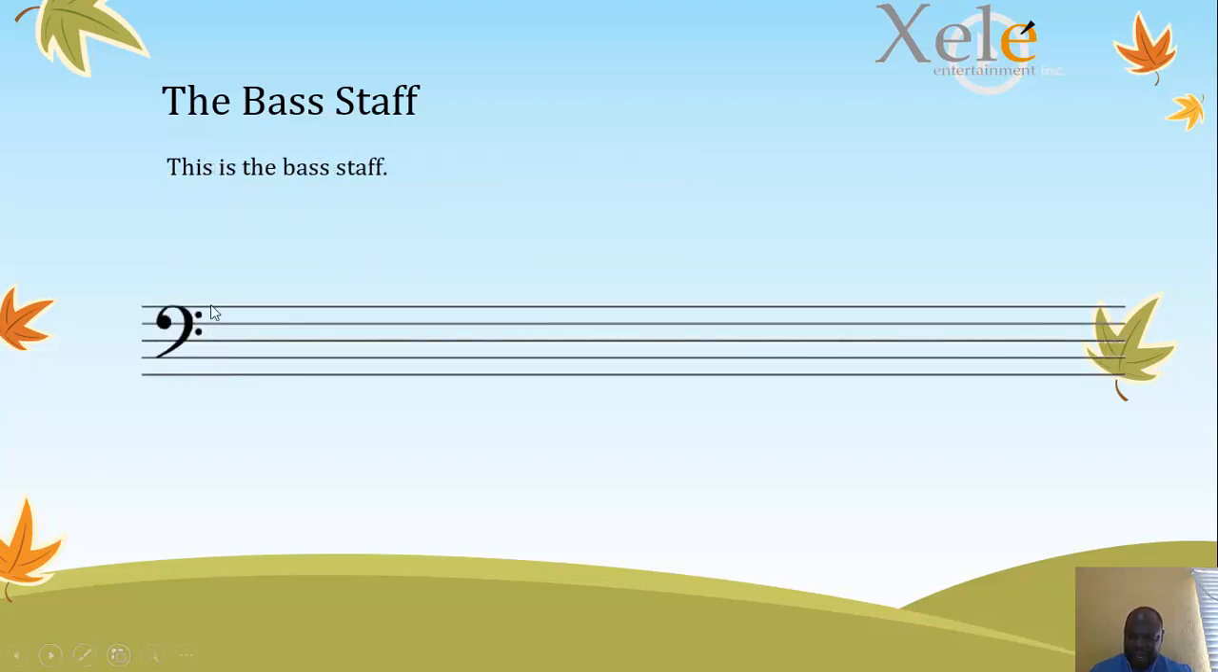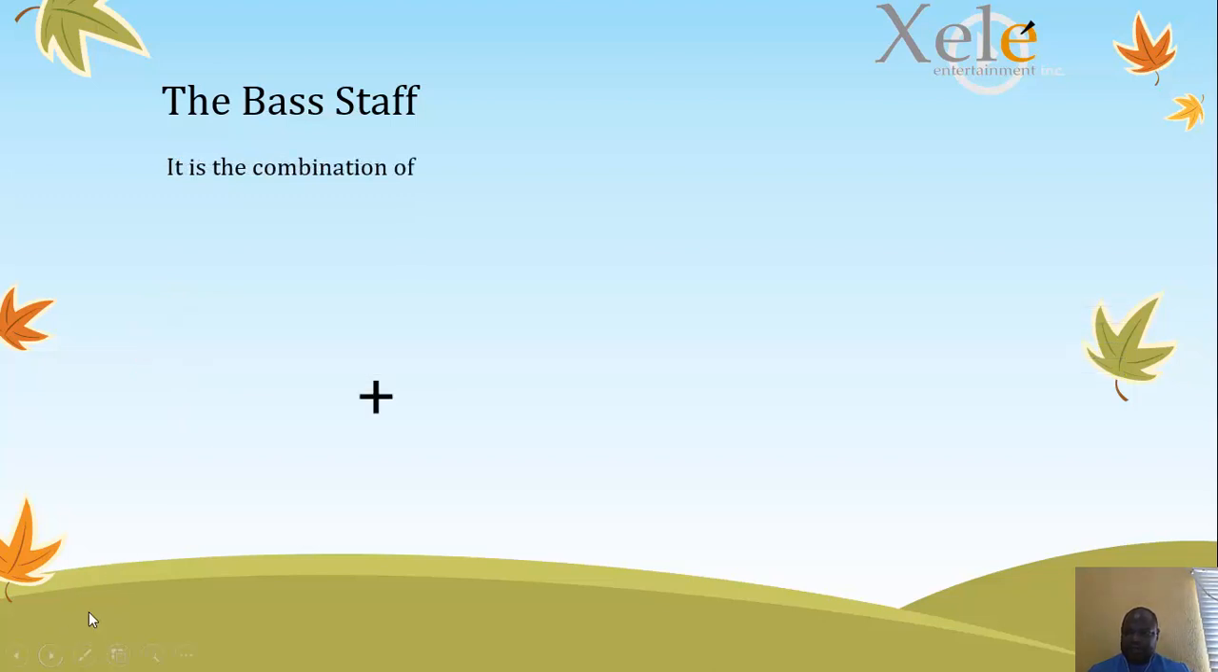So here what we have on the screen is a bass staff. This is an image of the bass staff. It is a staff that has the bass clef at the beginning of it. So the bass staff is the combination of two elements, two things. We have to add two things together to get a bass staff.